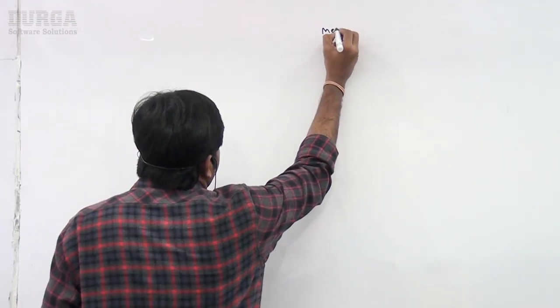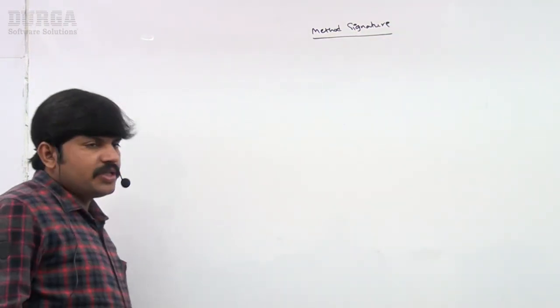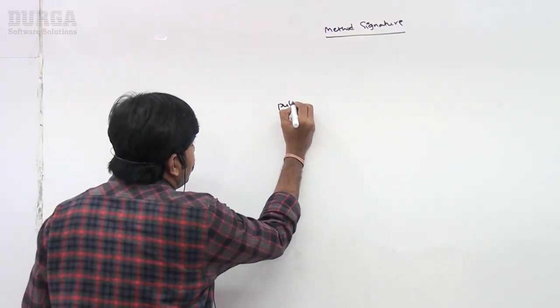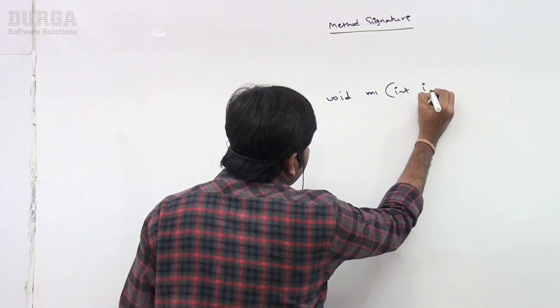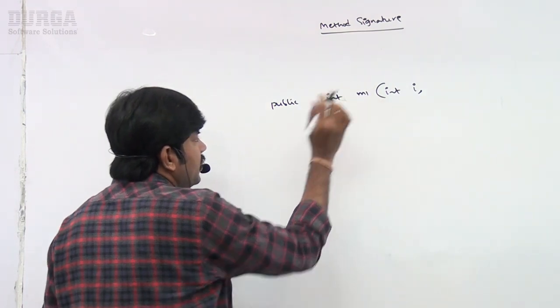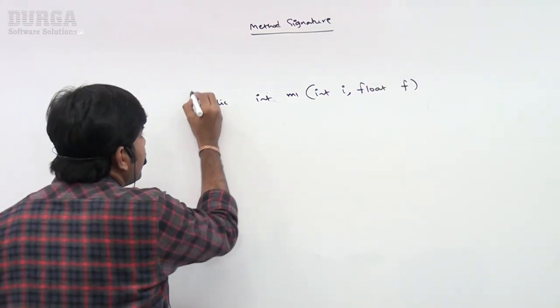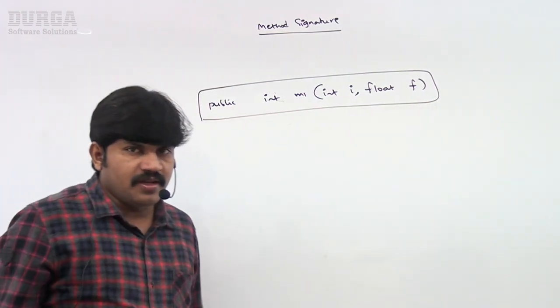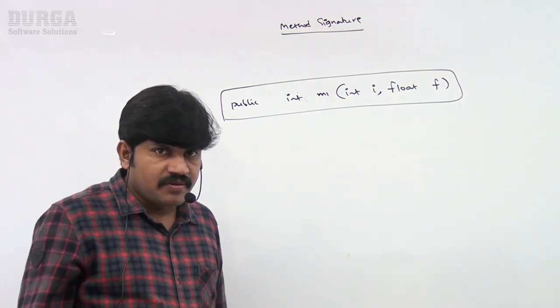What is that concept? It is method signature. Sir, you people should have clear clarity about method signature. What is the signature of a method? Can you please tell, if I'm taking a Java method, public int M1 of int i, float f, with int return type instead of void. This is my method. Can you please tell, what is the signature of this method? Which is called method signature?